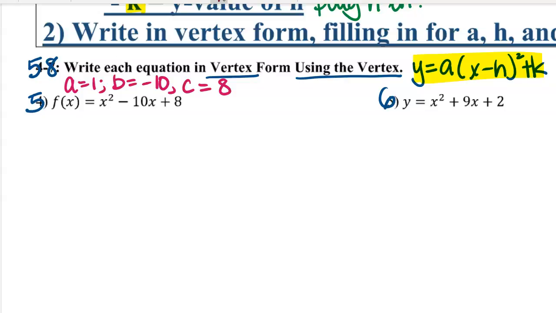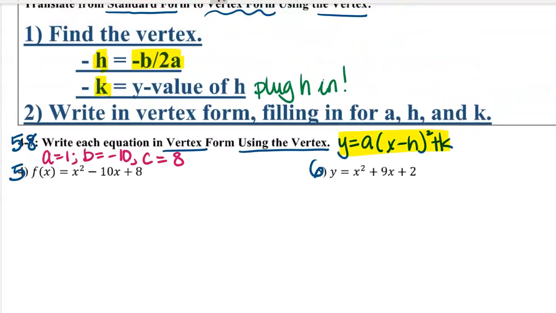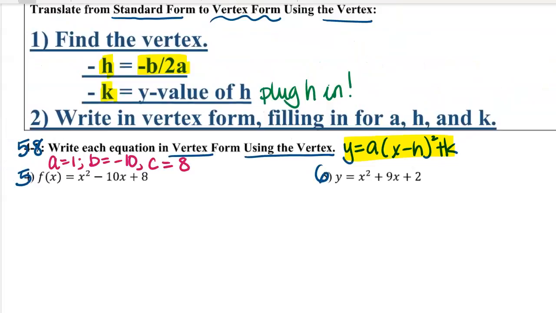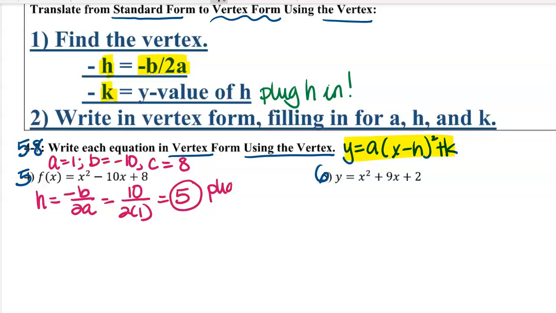So according to the instructions, and remember, I want you to take a couple minutes here and write those 2 steps down, okay? I want to find the h value first, which is negative b all over 2a. And b is negative 10, so the opposite of negative 10 is now 10 all over 2 times 1. So our h value is 5. Okay, h is 5.